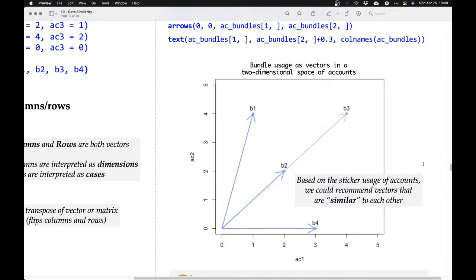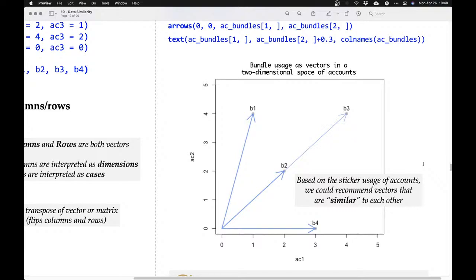But let's just do it in 2 dimensions because we can visualize 2 dimensions pretty easily. Bang, 2 dimensions, X and Y, right? And these are four bundles, and they exist in account space. So the dimensions are accounts. It's account 1 and account 2, their usage, right? And we're looking at these four bundles not as just points in space, but as vectors. They have direction and a magnitude, but they have direction.